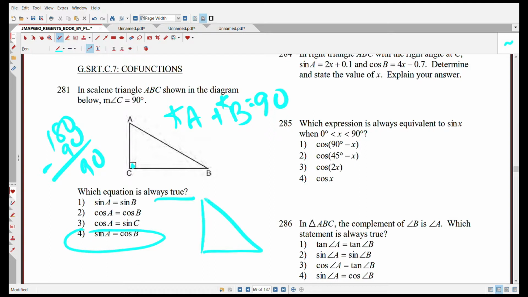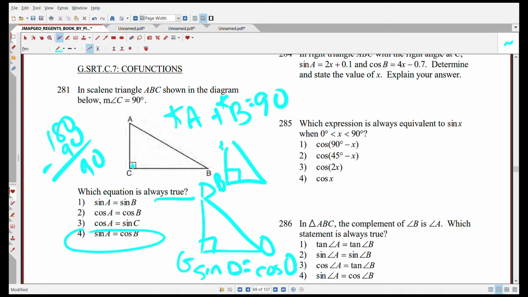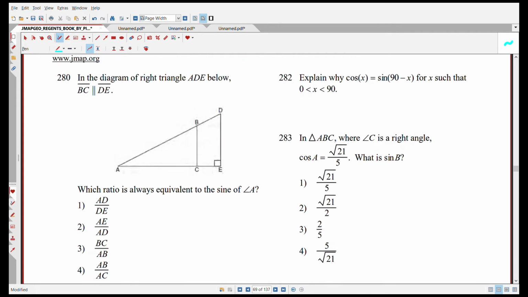You have to be careful. What if they labeled this DOG like this? Then you have to know the sine of D equals the cos of O, or the cos of D equals the sine of O. You can't just always say A and B. What if they trick you and make B the right angle? Then it's the sine of A equals the cos of C, or the sine of C equals the cos of A. So please make sure that the two that are equal to each other are the two angles that add up to 90.